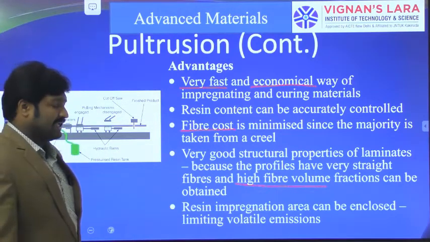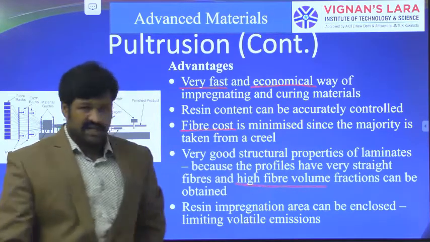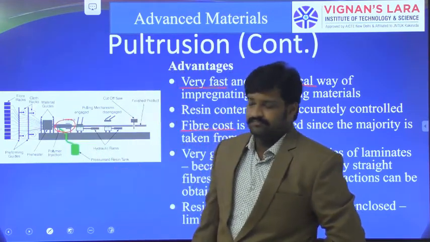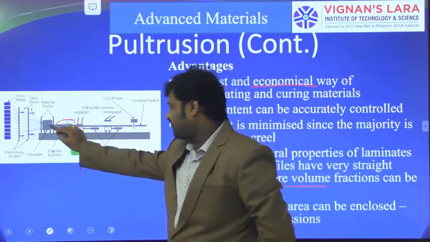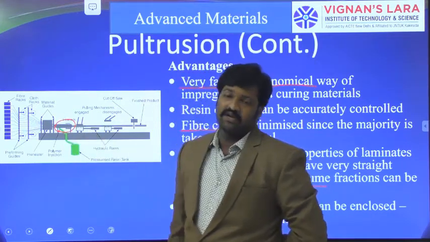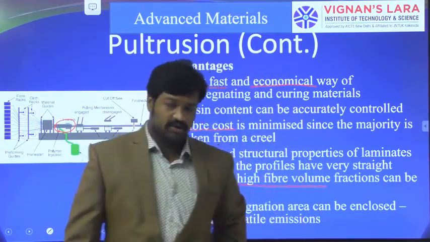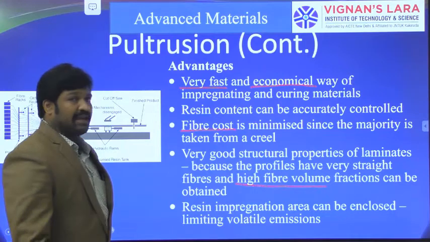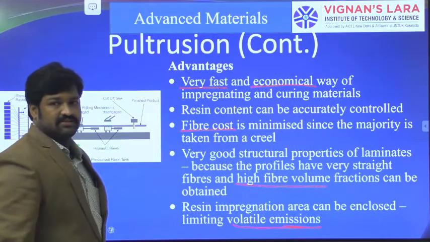Next, the resin impregnation area can be enclosed, limiting volatile emissions. As we know, the complete impregnation is done in a closed chamber. In this section the polymer is injected, and the fibers and matrix are mixed together. It is a completely closed chamber, so no reactants come out of the chamber. So it is good for health and safety. The resin impregnation area can be enclosed, so there are no volatile emissions.